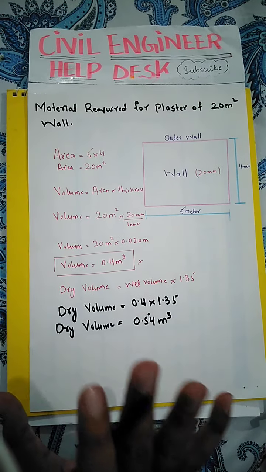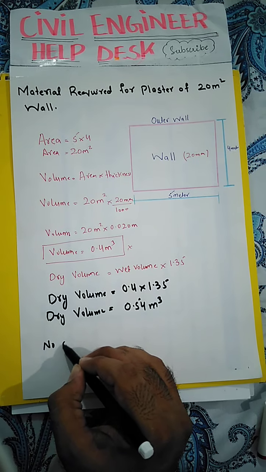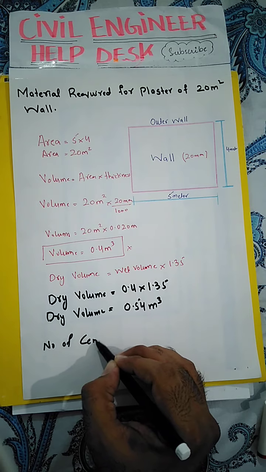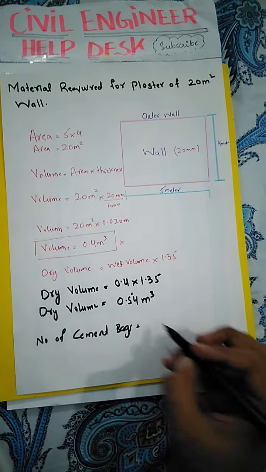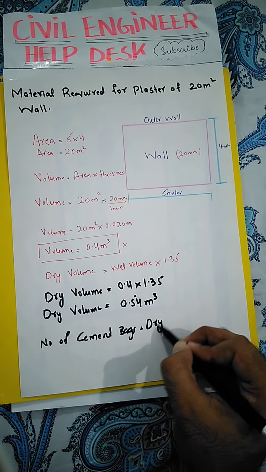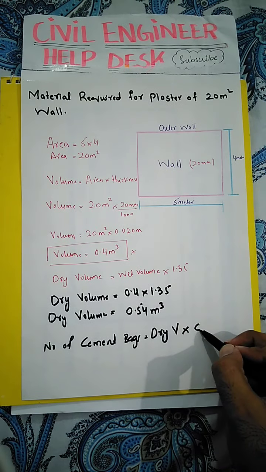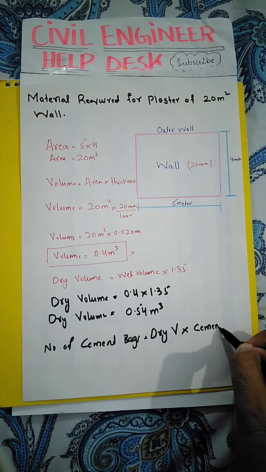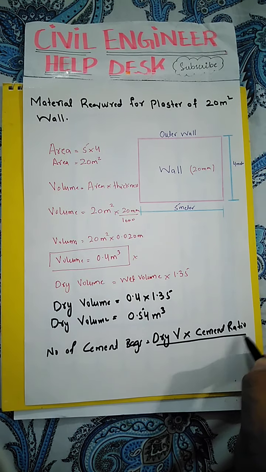First of all, we will calculate number of cement bag for this plaster. Number of cement bag is equal to dry volume multiplied by cement ratio divided by sum of ratio.